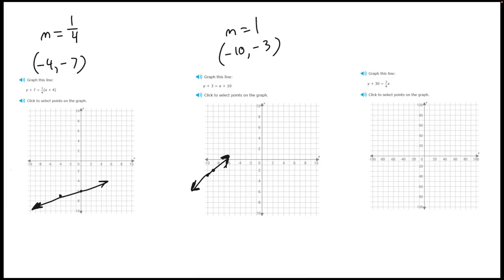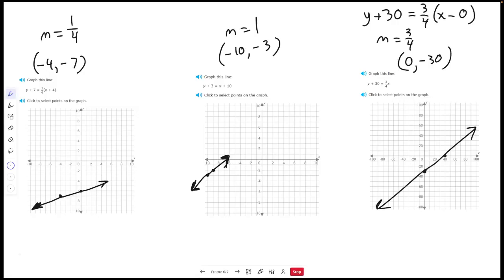And for the last problem, this problem kind of had a double camouflage. At the top here, let me box it, this is the original point slope form. What they did is distribute the 3/4, and that left them with 0. That's how they ended up with the original problem. So the slope is 3/4, and your coordinate is 0, -30. Here is the graph. And that is it for today.